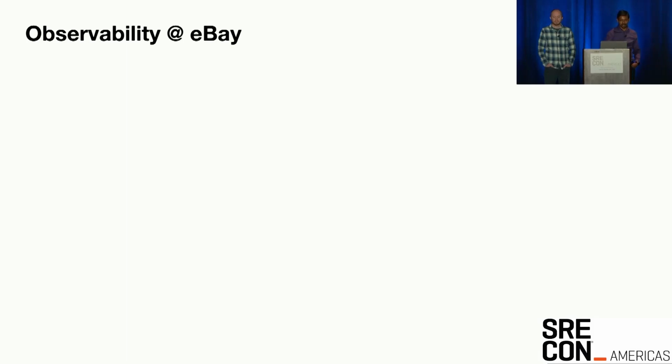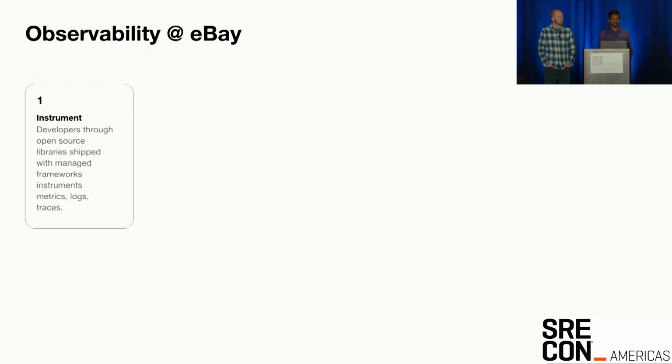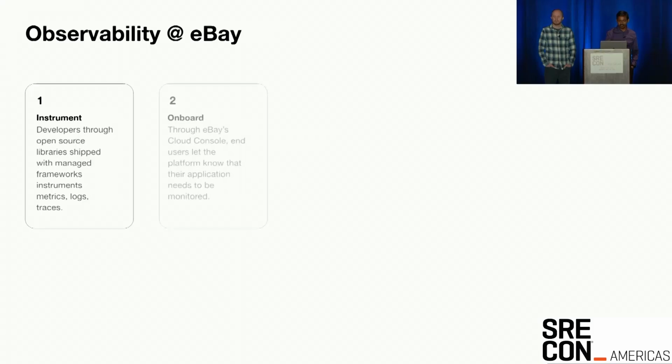Observability at eBay. Like every other company, our journey starts at instrumentation. Developers, either through the use of managed frameworks that have instrumentation libraries baked in, for example, Prometheus client or Micrometer client, or OpenTelemetry SDKs, instrument metrics, logs, traces. They onboard their application into the observability platform. We have our own, what we call Cloud Console, where you go to your application, say that, hey, I need this Prometheus endpoint to be monitored or this log file to be tailed.